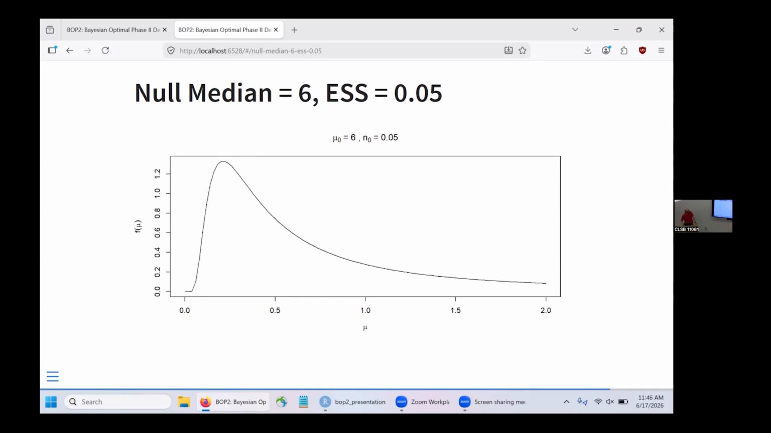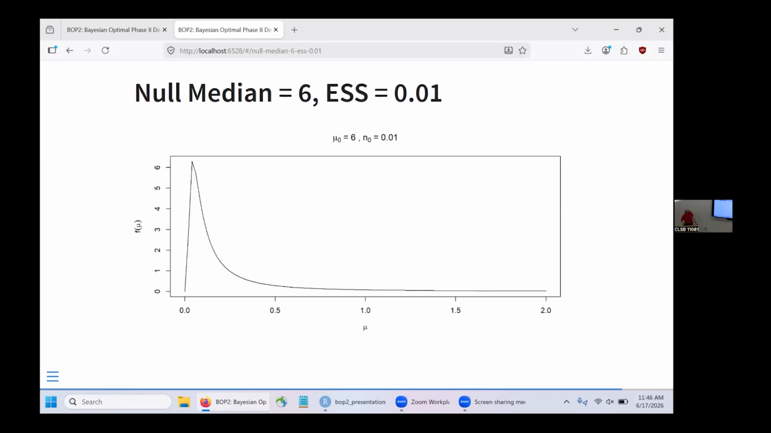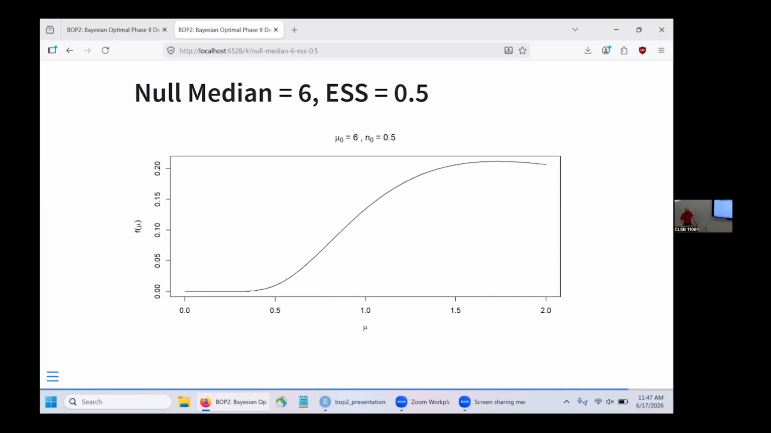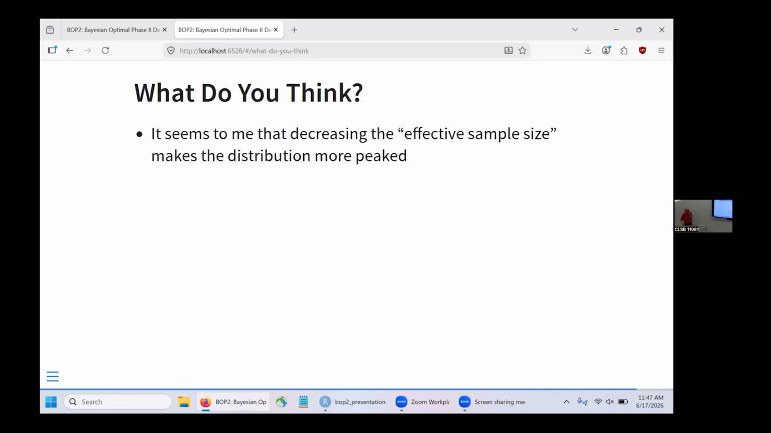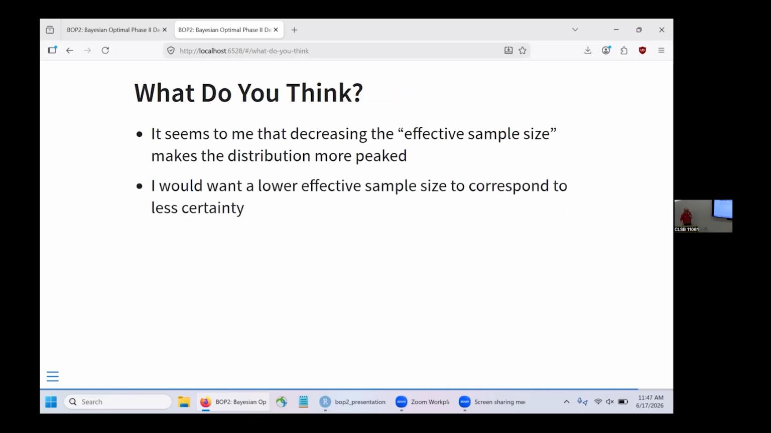Okay, so now what happens if I decrease the effective sample size? It's getting more peaked. You see the y-axis has increased. So by decreasing the effective sample size, we're actually making this distribution, the prior, have less variability. It's becoming more peaked. And by increasing the effective sample size to 0.5, we're flattening it out, which seems contrary to what I would want. I would think I would want a lower effective sample size to correspond to less certainty. But I don't know.